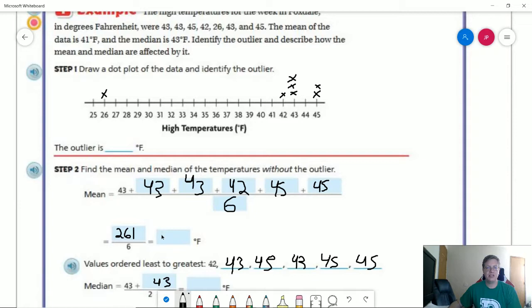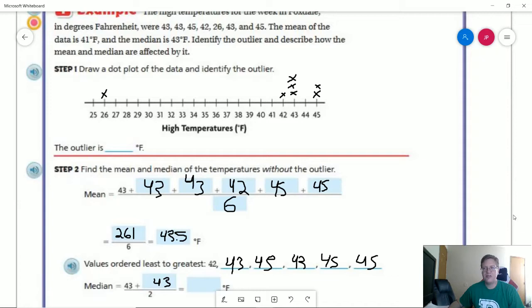And that should come out to 43.5 degrees for our average. So 40 times 6 would give us 240. We can do 3 more to add 18, and then we would have 3 left over, and that is where our 0.5 comes from.